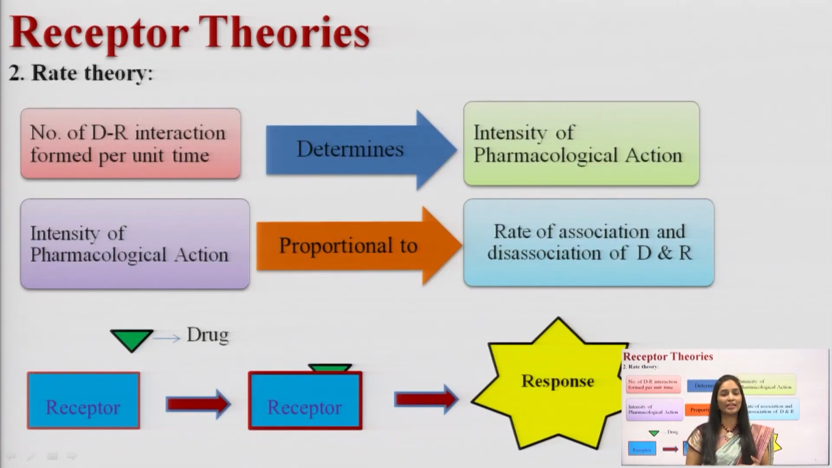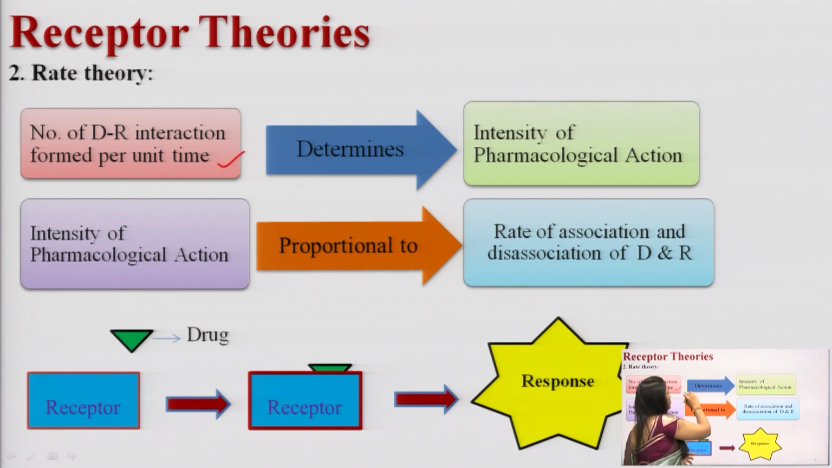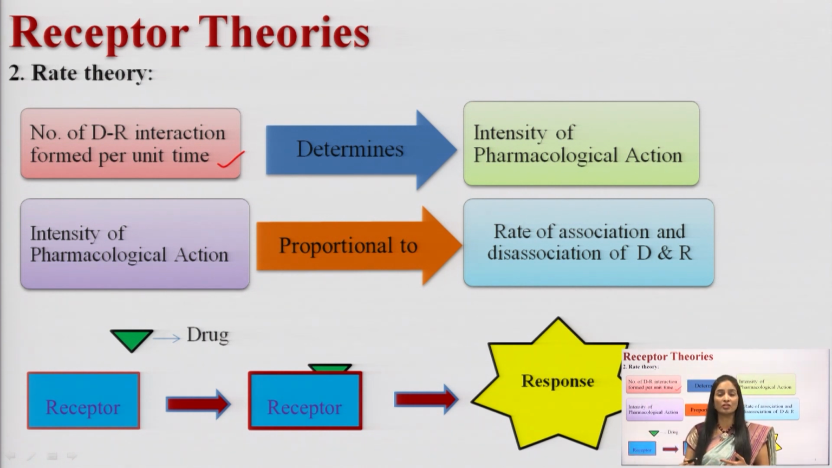The next one is the rate theory. So, what is the rate theory? The rate theory represents the number of drug receptor interactions per unit time. How many times the drug encounters the receptor per unit time is what you call the rate theory. For example, if you take a drug and it binds to its receptor, it forms a complex, and how many times the drug receptor complex is produced per unit time will determine the pharmacological action.